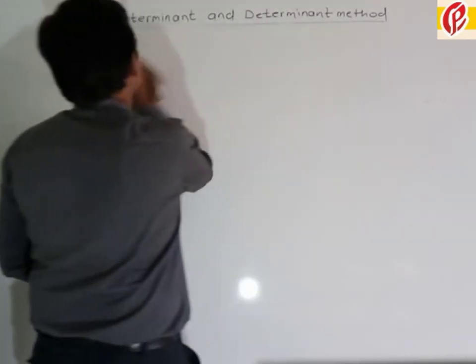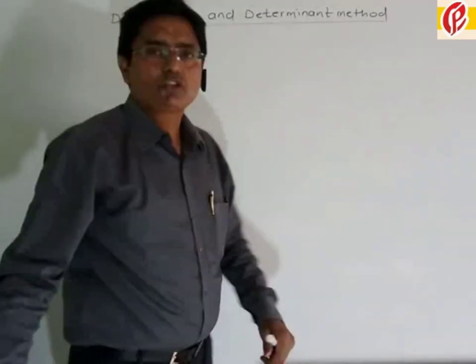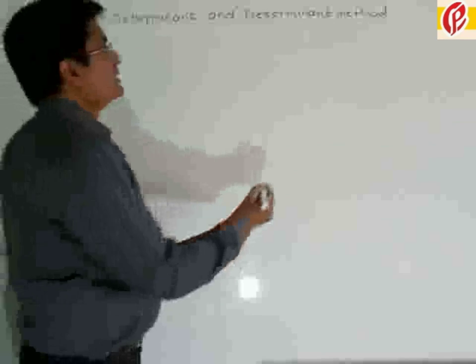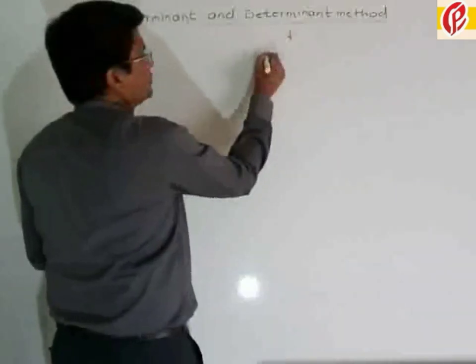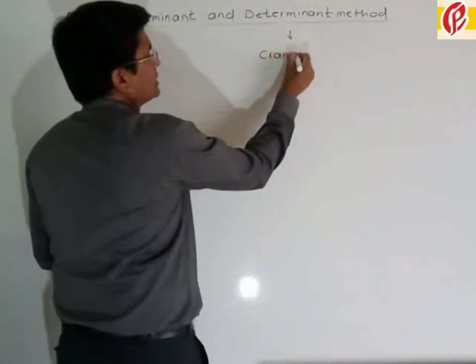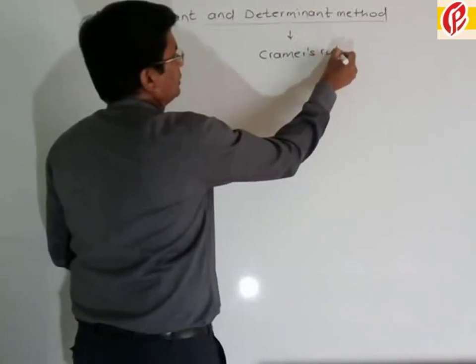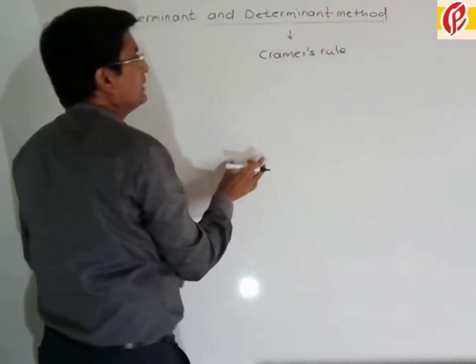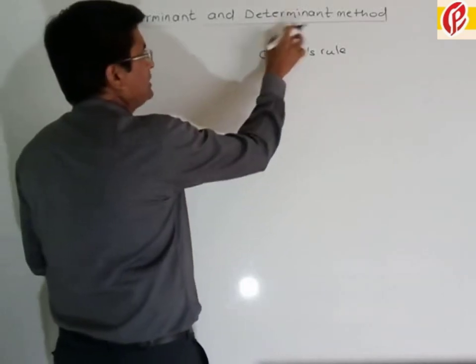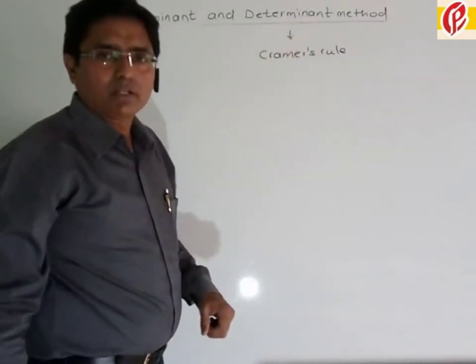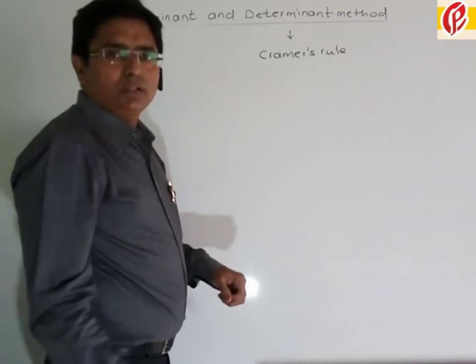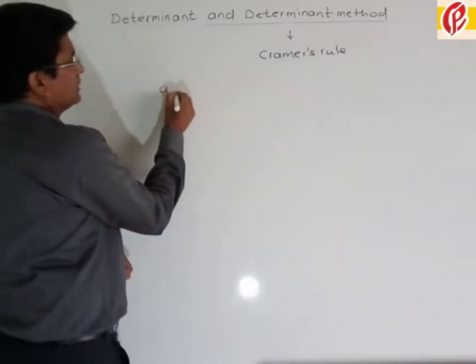This determinant method is used to find the solution of simultaneous equations. This method is also called Cramer's rule. The mathematician Cramer gave this method first. That's why this method is called Cramer's rule. Okay, so I will take two linear equations.